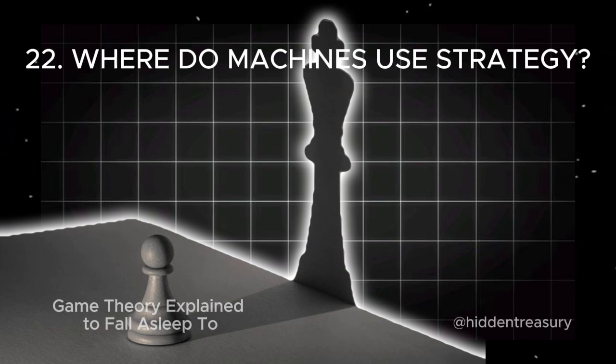Cybersecurity is another key area. AI systems defending a network have to predict the behavior of attackers who may be using AI themselves. It becomes a strategic game of move and countermove. Defenders monitor for unusual patterns, while attackers try to avoid detection. The goal isn't just to react, it's to anticipate, much like a chess player thinking several moves ahead.